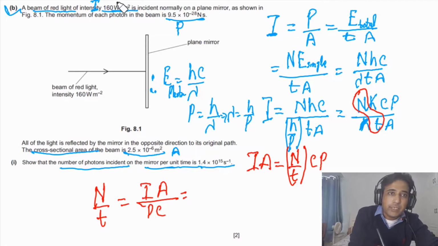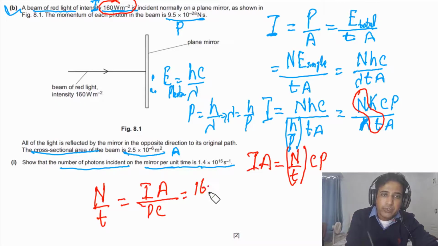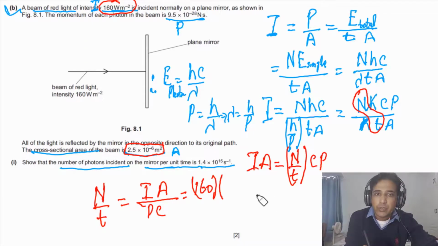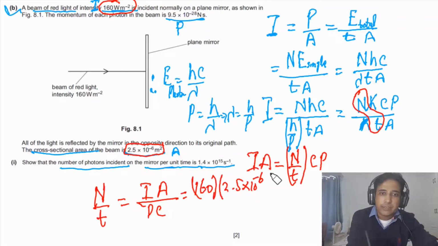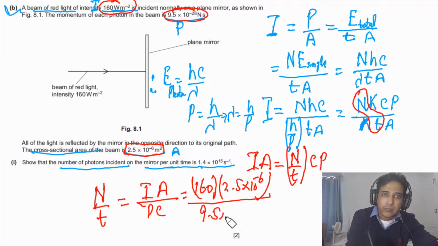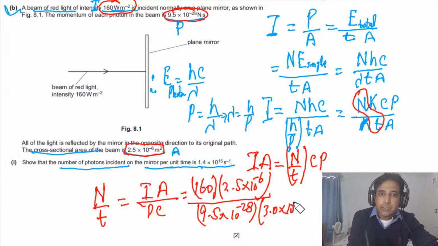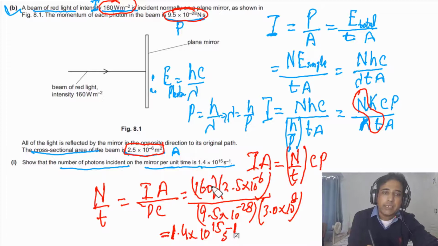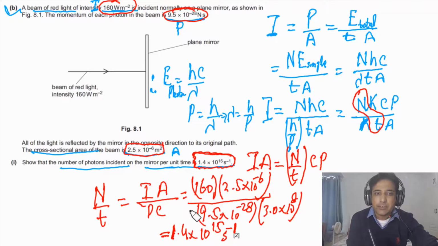The value of intensity we have, so we can plug in values now. We have 160 watts per square meter, and the value of A is 2.5 times 10 to minus 6 square meters, divided by p, the momentum of each photon, which is 9.5 times 10 to minus 28, and c is a constant, its value is 3.0 times 10 to 8. Now simplify this and you will get the final answer. If we simplify this, we get 1.4 times 10 to 15 photons per second. So this is our final answer, and this is what we needed to show: the number of photons per second arriving at the mirror.